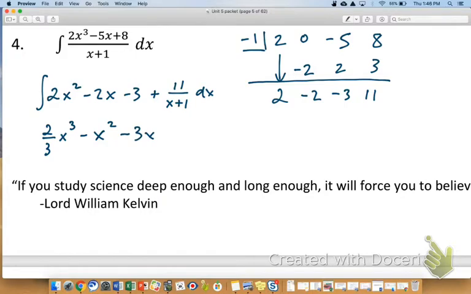And we come up to that last term. It's a little bit strange looking. Any guesses on what this would be? What do you think? 11 ln of x plus 1. Perfect. The absolute values, right? Yeah. So plus 11, natural log, absolute value of x plus 1, and then don't forget the plus c.